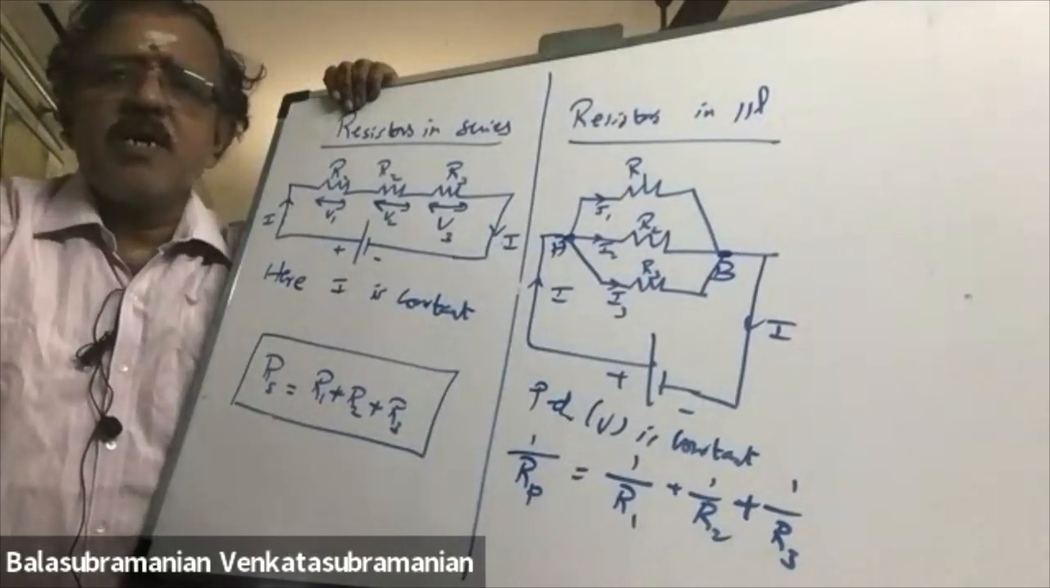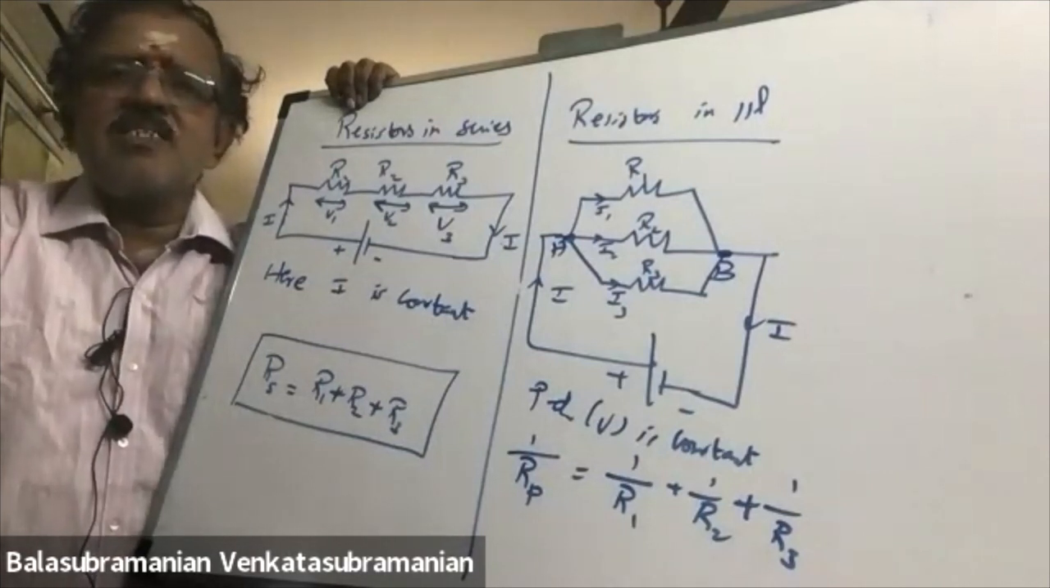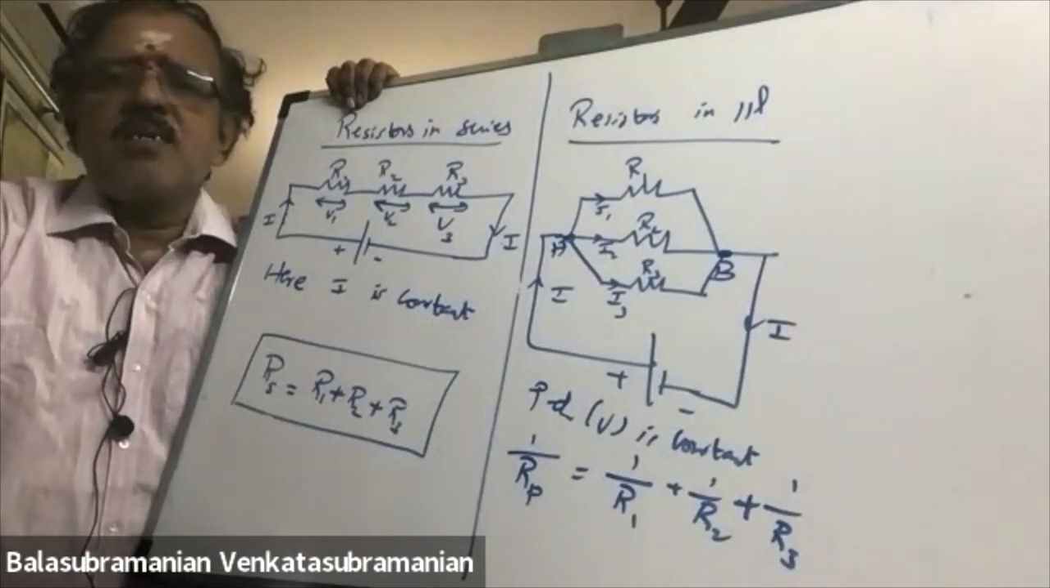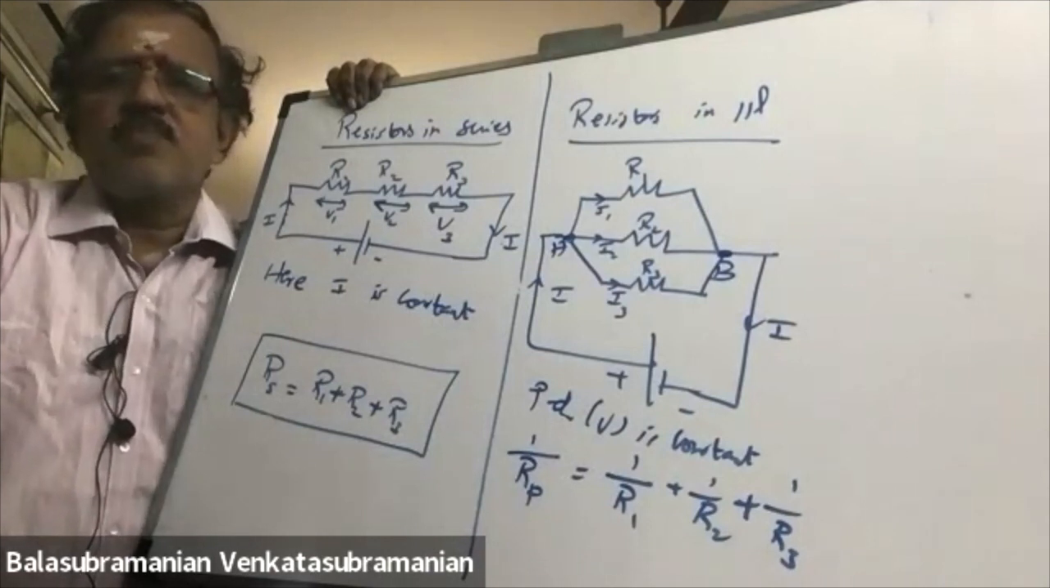Okay. Simple example. Resistors connected in series, current is the same. Resistors connected in parallel, current is different, that is, potential difference is the same.